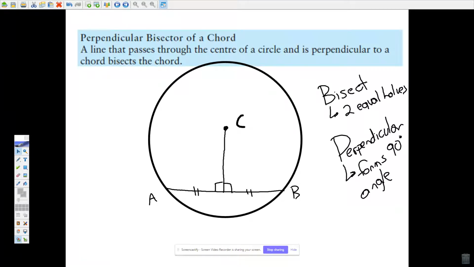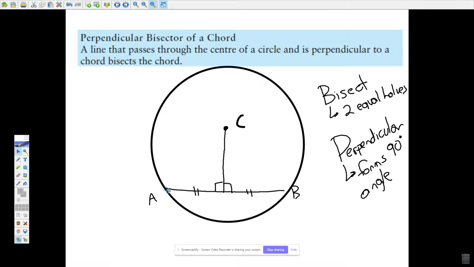There's one definition we have here. It's called the perpendicular bisector of a chord. It reads, a line that passes through the center of a circle and is perpendicular to the chord, here's our chord here, AB, bisects the chord.